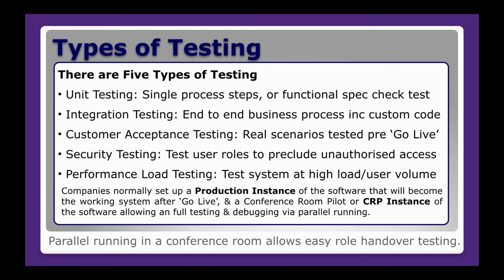Security testing, that's testing the user roles to preclude unauthorized access, so making sure all the login safeguards are there. And performance load testing, testing the system at high load and high numbers of users to make sure that it functions correctly. And you would typically do this on a production instance of the software that had been set up in a conference room, perhaps with a series of PCs in there to allow you to do parallel running and check the system works the same way that the original one seemed to do.